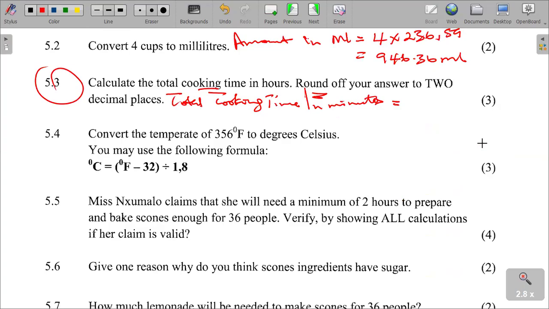So in this case, what are we supposed to do? This must be equals to 20 over 60. And then when we divide, giving your answer to two decimal places, if you divide there, you get 0.33. We say 0.33 hours.